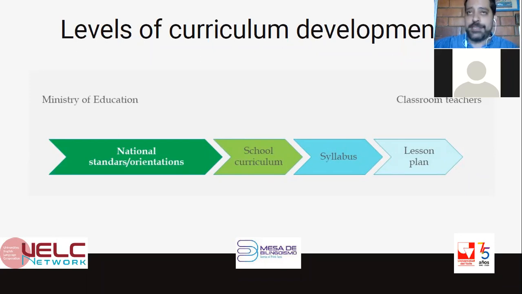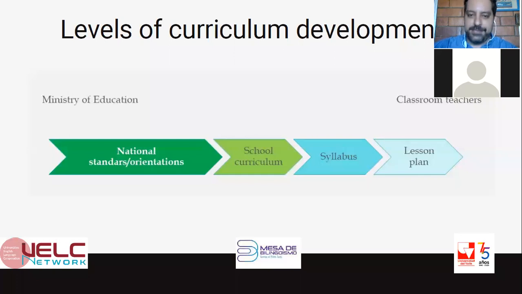For English, we have the basic standards of competence, we have the basic learning rights, etc. And there are some general orientations. In the case of English, these orientations are in the suggested curriculum for English, both for primary education and secondary education. But then we have a middle level for the school curriculum. We already mentioned the Proyecto Educativo Institucional in the case of Colombia.